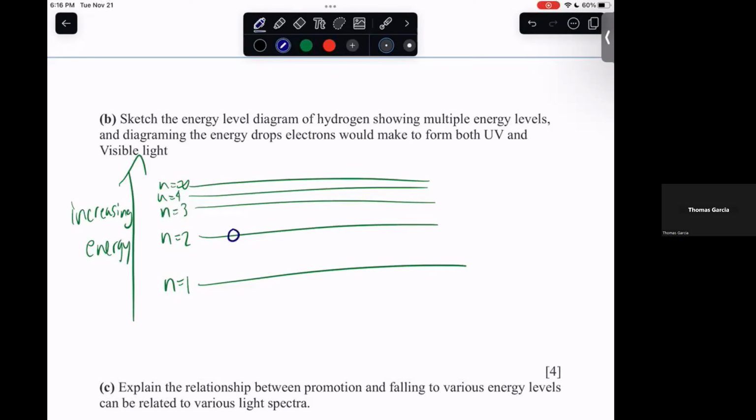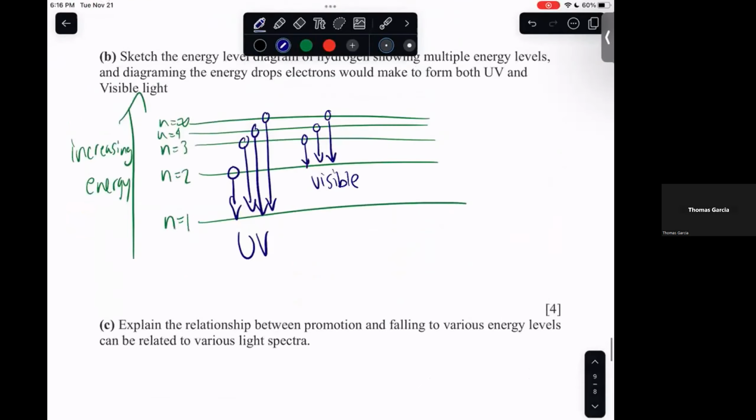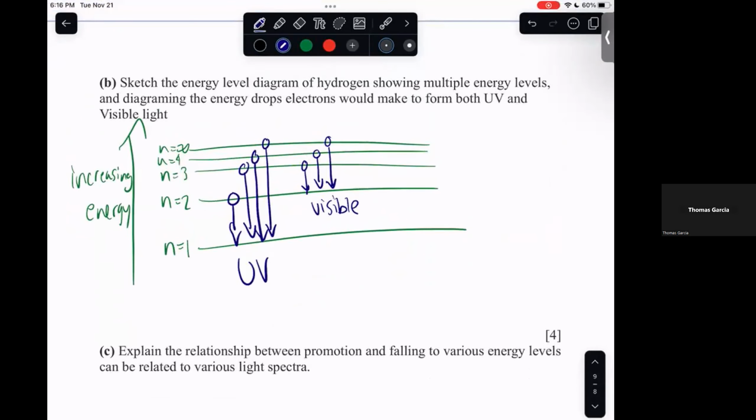And now to get the full credit for our ultraviolet, let's do 3 drops, and that's UV. And let's get all the drops for visible that we can, and that's visible. There you go. The answer for C can be found on the answer sheet, and there is no real explanation needed for that other than the explanation that's already there. Hopefully this helps. Have a good one.